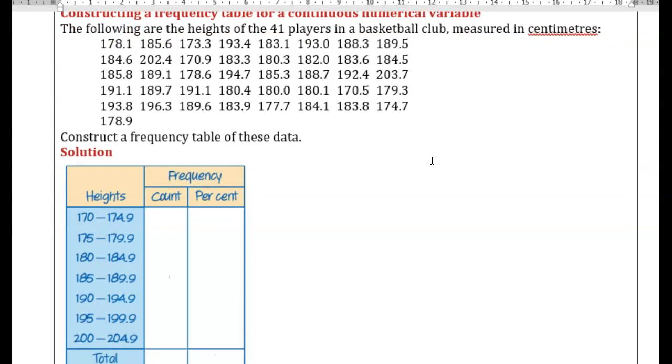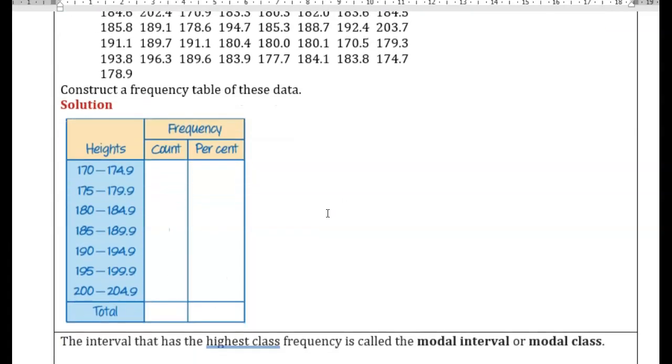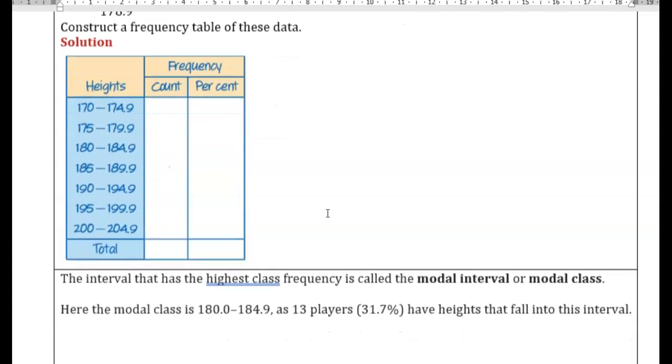So you can see our groups here, so 170 to 174.9. So we go on and count all of them. I'm pretty sure you're able to do that. So just for the purpose of this video, I'm going to trust that you know how to do that, but you can check your solutions if you need to.